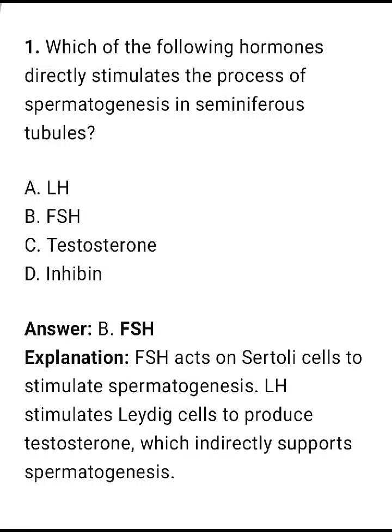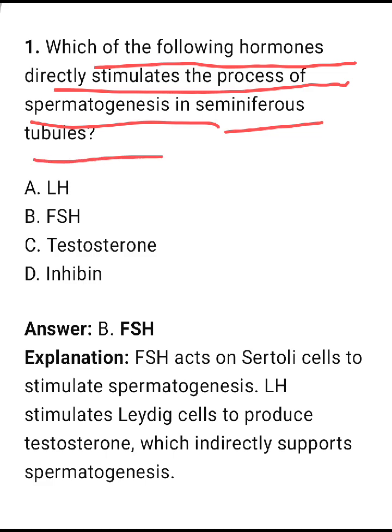So let's learn a few important questions from human reproduction. These basically belong to spermatogenesis and oogenesis, and various hormones related to reproduction. So question number one is, which of the following hormones directly stimulates the process of spermatogenesis in the seminiferous tubule?